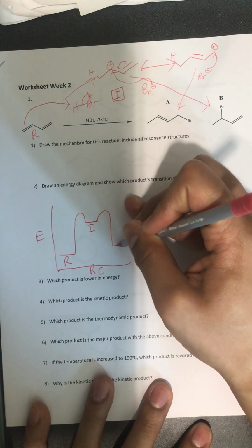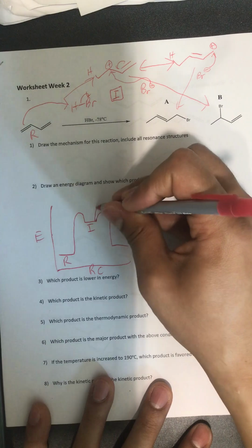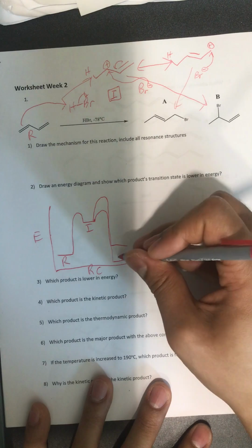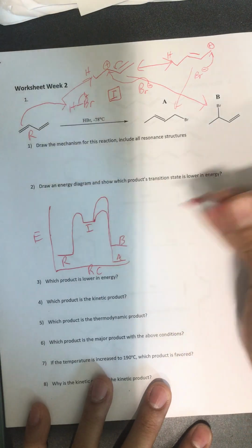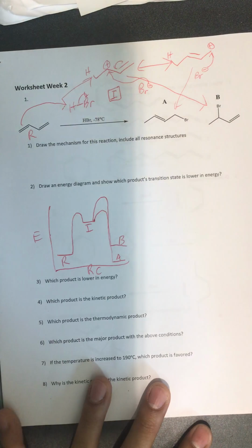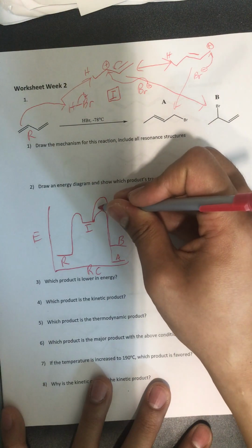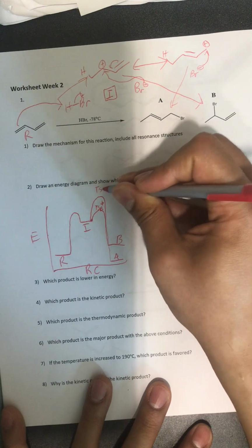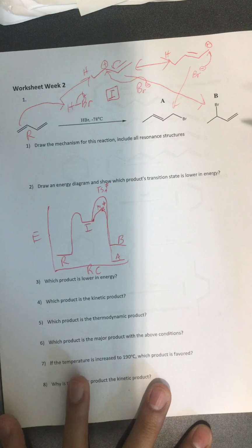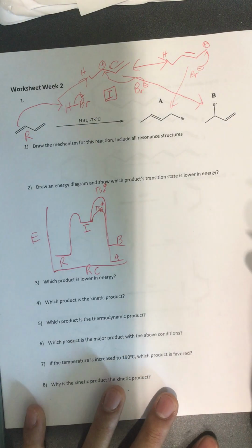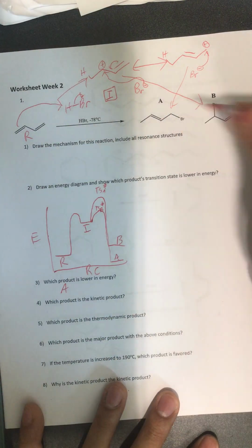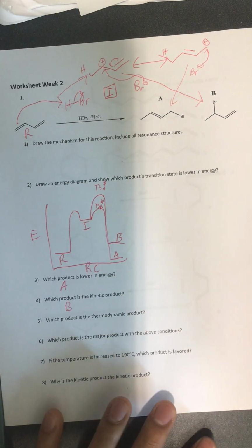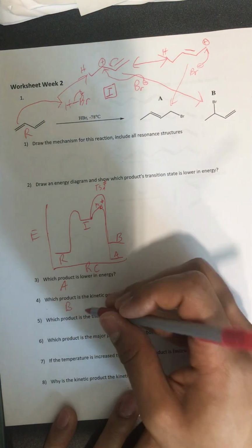And then you would get, I guess, A is thermodynamic, B is kinetic. You would get that, where this is transition state B, double dagger, and this is transition state A, double dagger, right? Which product is lower in energy? That's going to be A, because it's Zaitsev's rule, more substituted. B is the kinetic product, because it's the 1,2 product. The 1,2 product is always the kinetic product. The thermodynamic product is going to be A.